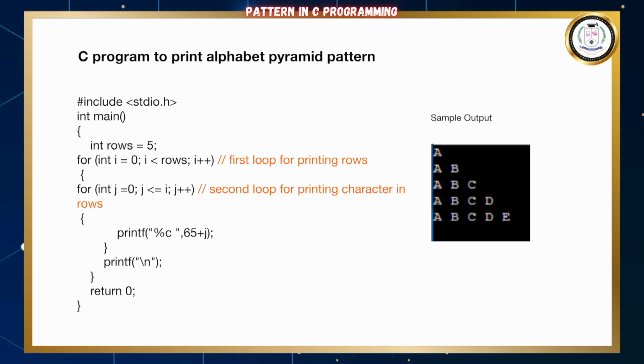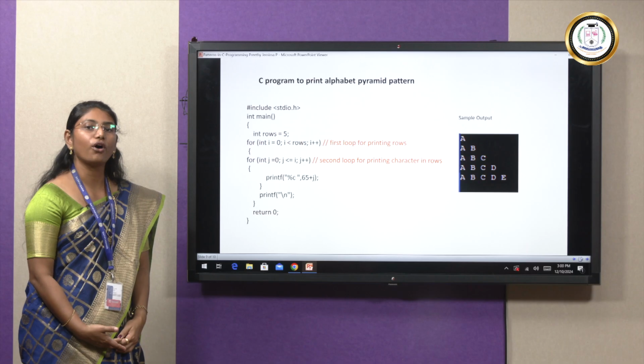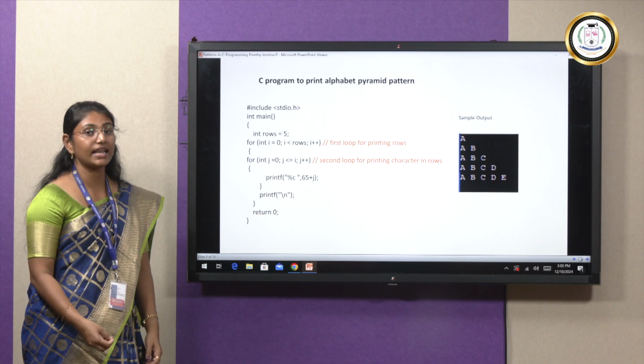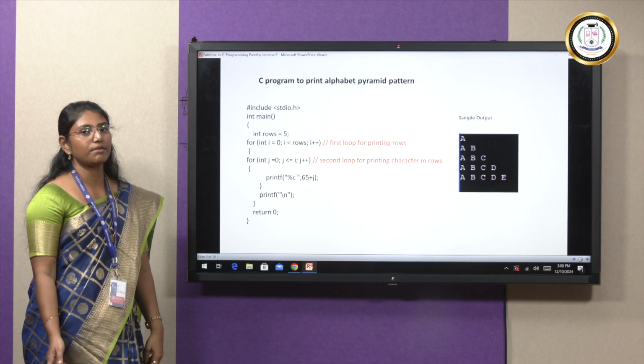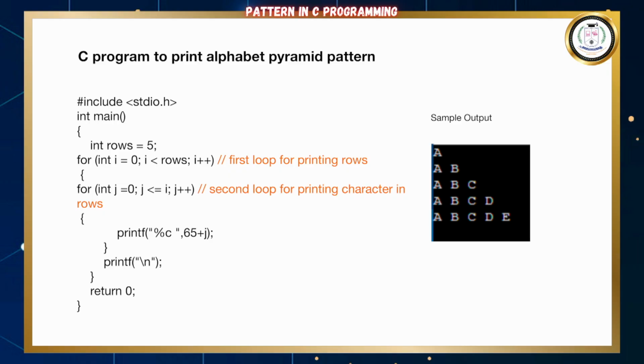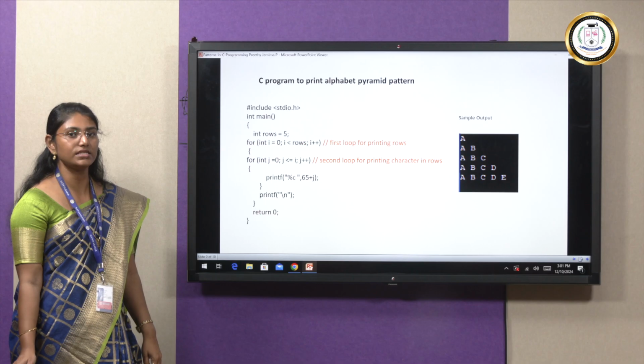So here you can notice %c. What is %c? %c is nothing but our format specifier. For character printing, we use the format specifier %c. So 65 represents whom? The character A. That is, A character's equivalent ASCII code is 65.